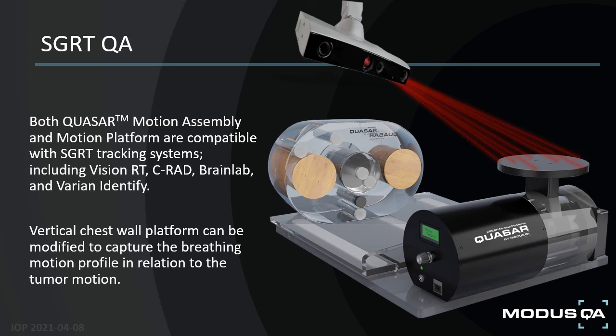And since the surrogate platform is attached onto the actual motion system, it can provide corresponding information that correlates the chest wall motion with the motion of the tumor or the insert itself. So it's a pretty useful tool in bringing the aspects of SGRT into motion management in a way that can be used for gating.